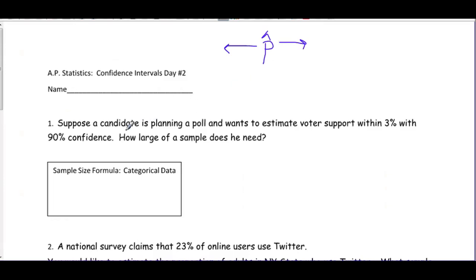Now here we're going to be asking a little bit different of a question. So they're saying suppose a candidate is planning a poll and wants to estimate voter support within 3% with 90% confidence. How large of a sample size does he need? So now we're asking about the size of our sample.